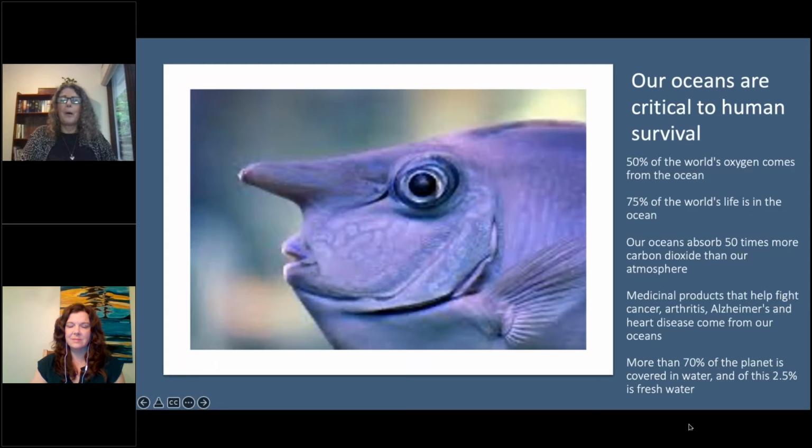And why am I even mentioning the oceans? The oceans are critical to our human survival. So 50% of the world's oxygen comes from the ocean, and 75% of the world's life forms live in, on, or around the ocean. Our oceans actually absorb 50 times more carbon dioxide than our atmosphere, and we've got so many medicinal products from the ocean. And obviously the world is covered in 70% of water.